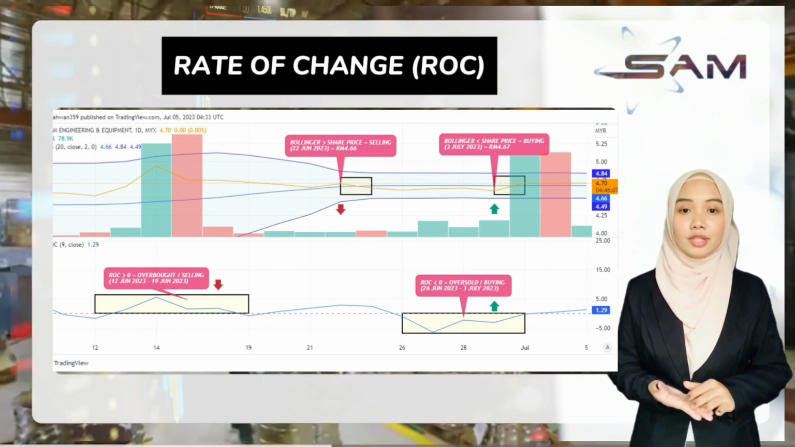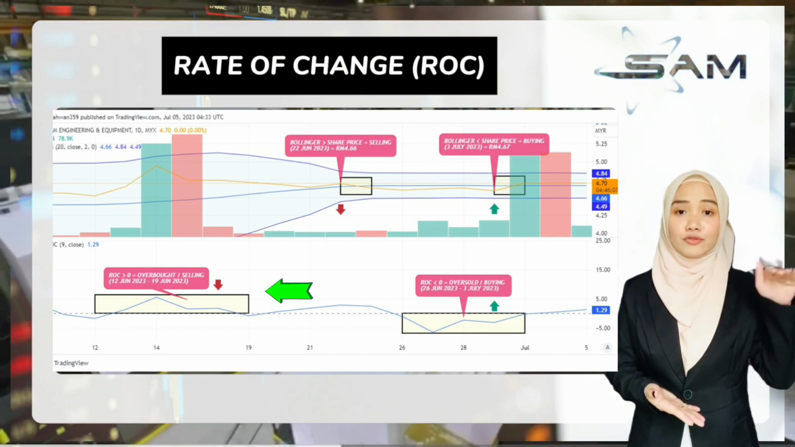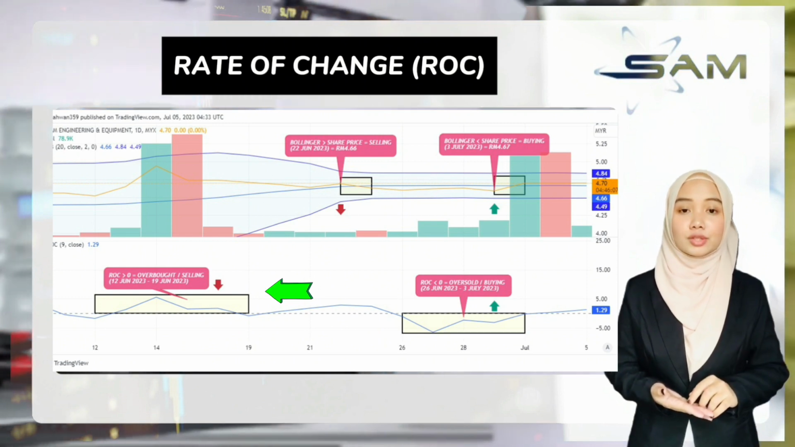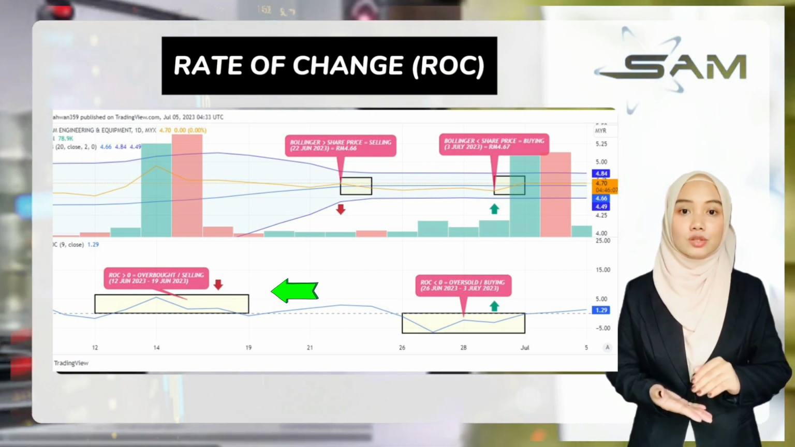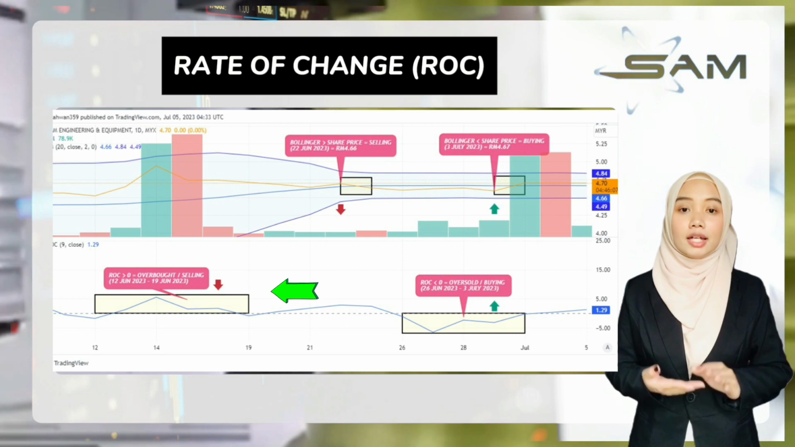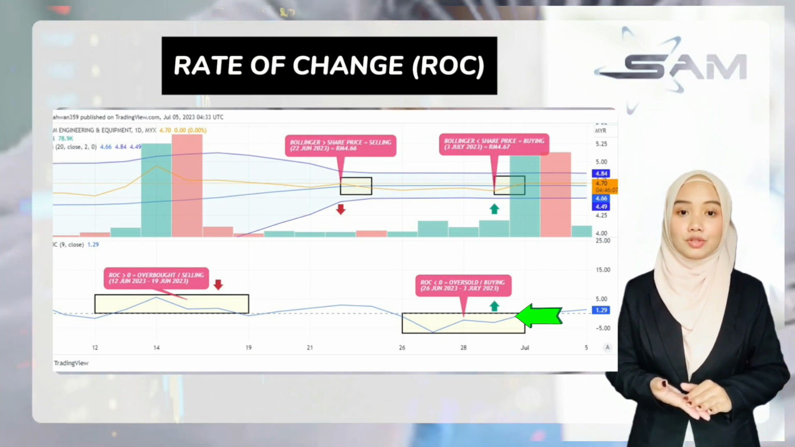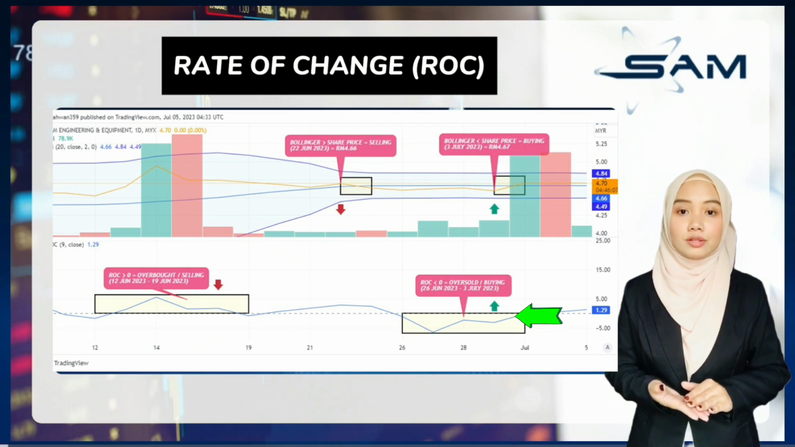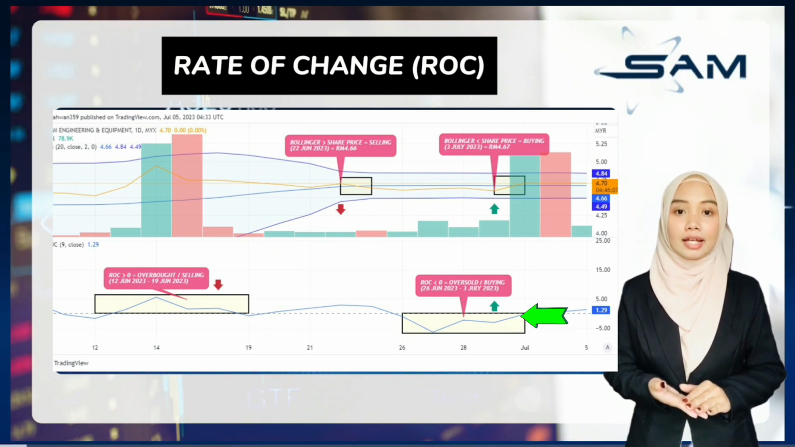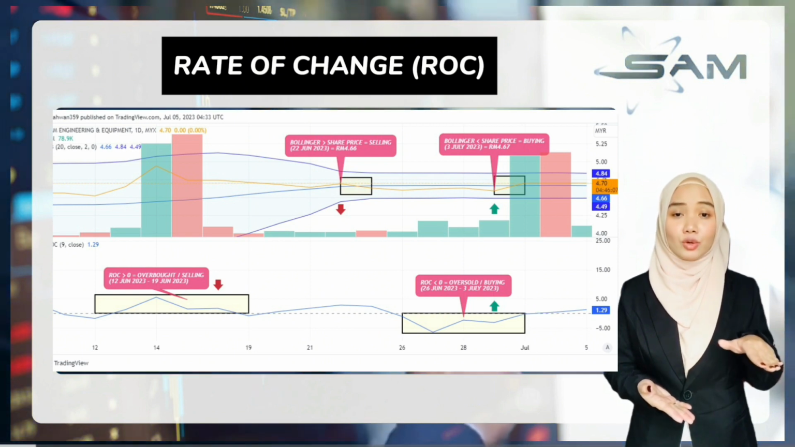Based on the graph, the ROC line passed above the zero line from 12 June 2023 until 19 June 2023. Another signal is the buying signal from 26 June 2023 until 3 July 2023. Investors are advised to buy stocks since the ROC line has passed below zero.